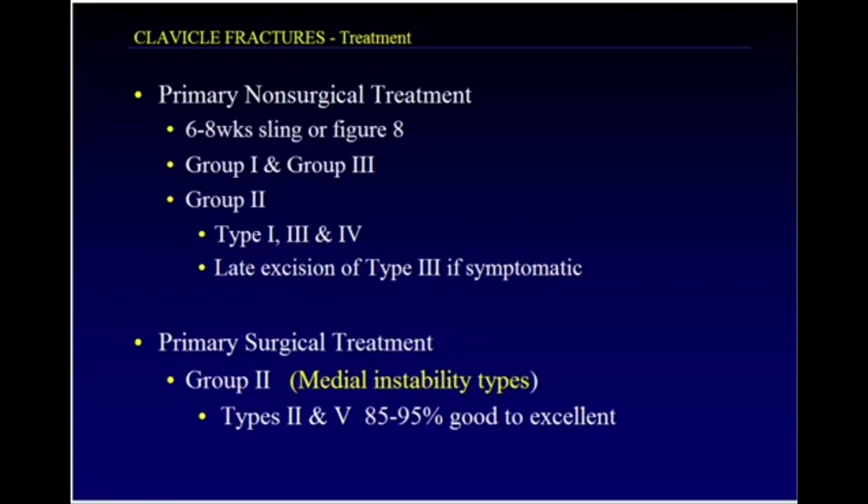Now, the group 1 and 3 fractures, and again, these are the group 1 and 3 fractures referring to the type 2 distal clavicle fractures. Those patients do very well with non-operative treatment. Group 1 and group 3 are your medial clavicle fractures and your mid-shaft clavicle fractures. Then group 2, the distal clavicle fractures, types 1, 3, and 4 that Dick mentioned can be treated very effectively non-operatively. If you have a type 3, you can consider late excision if the patient is symptomatic. And then primary surgical treatment would be indicated for the group 2 distal clavicle fractures where there is significant medial clavicular instability. And those are the type 2 fracture and the type 5 fracture.